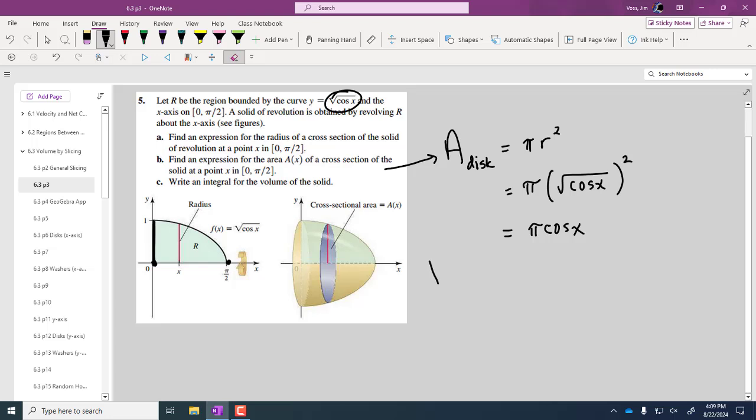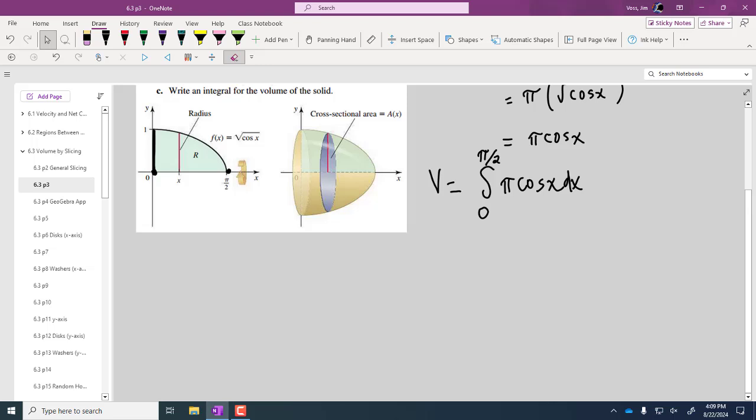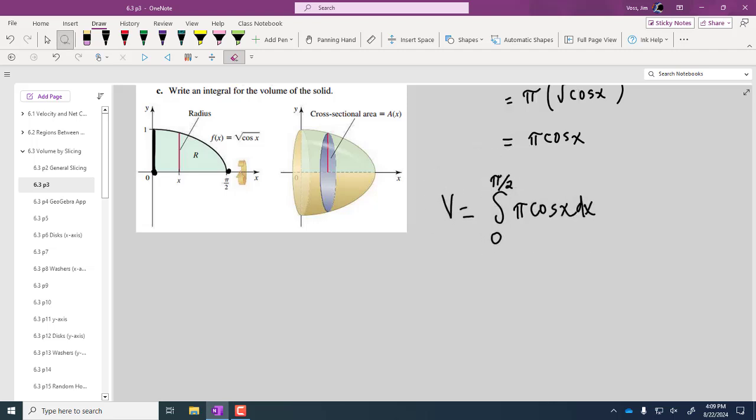So then the volume is going to be the integral of pi cosine of x dx, from, they gave us the limits of integration from 0 to pi divided by 2. Pi is a constant, so it can just jump to the front. And the integral of cosine is sine, from 0 to pi over 2. Sine of 0 is 0. Sine of pi over 2, 1. So the volume of that bullet is pi.